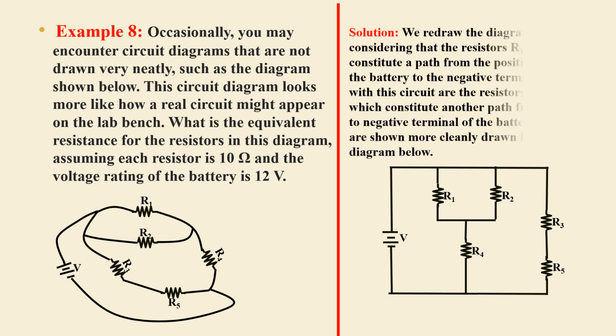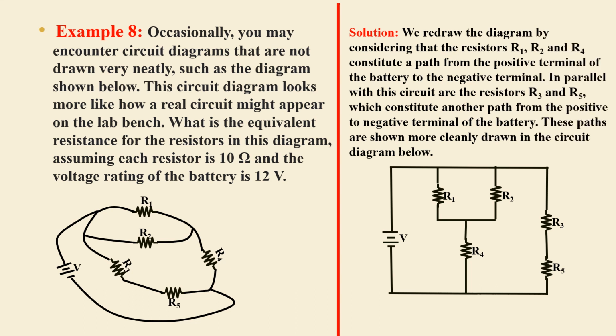Solution. We redraw the diagram by considering that the resistors R1, R2, and R4 constitute a path from the positive terminal of the battery to the negative terminal. In parallel with this circuit are the resistors R3 and R5, which constitute another path from the positive to negative terminal of the battery. These paths are shown more cleanly drawn in the circuit diagram below.